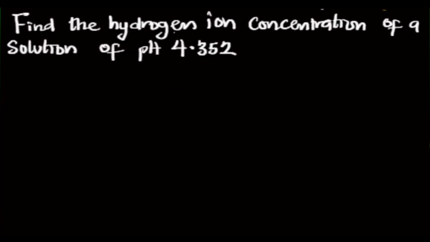So let's take a look at the question that we have. The question says, find the hydrogen ion concentration of a solution of pH 4.352. It's very, very simple. Let's just go ahead and do this. We're already given the pH to be equal to 4.352. That's the pH. And we are asked to find the hydrogen ion concentration. So you don't need to stress yourself.